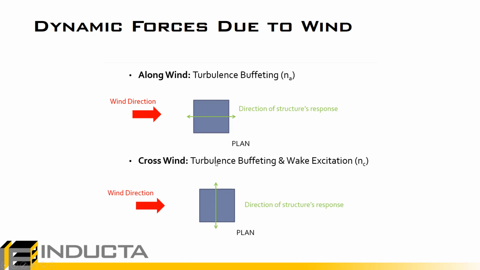In the crosswind direction, we consider turbulence buffeting and wake excitation. So what we mean by crosswind is wind in one direction, but the structure's response is perpendicular to the direction of the wind flow. So as we said in the very first slide, wind not only applies load in the direction of the flow, but also perpendicular to it. So this turbulence buffeting caused by the shearing of the flow, these eddies hitting our building, is not only happening in the direction of the wind, but also hitting our building side on as well. So we have turbulence buffeting in the crosswind direction, but we also have wake excitation.